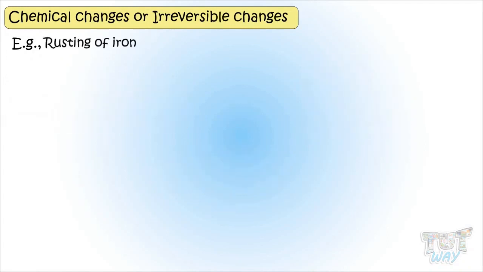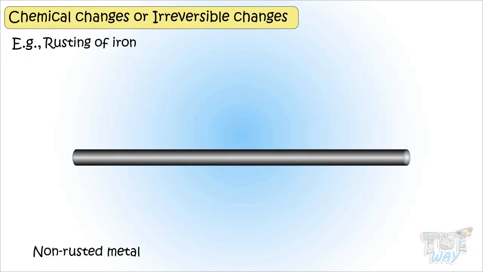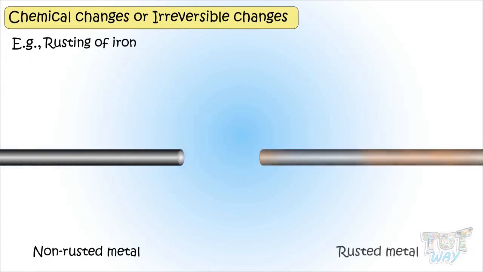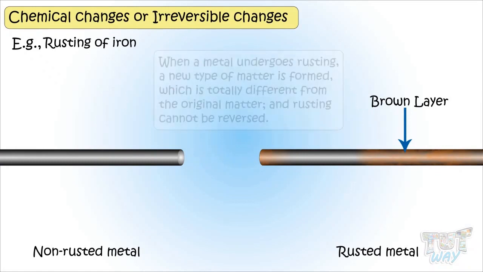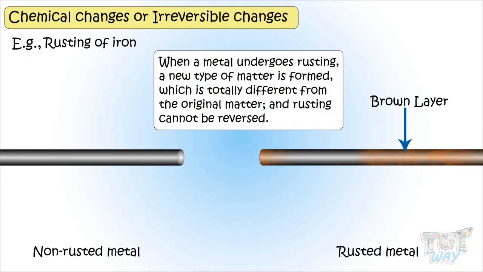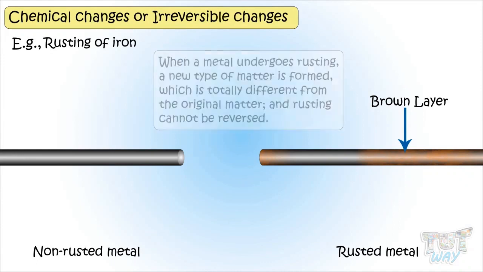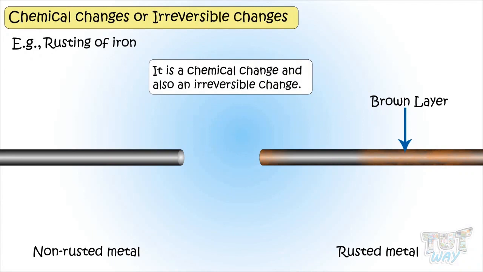Here is another example. Rusting of iron. Here we have a metal which is not rusted, and here we have a metal which is rusted. This brown rough layer you see on the metal is rust. And when a metal undergoes rusting, a new type of matter is formed, which is totally different from the original matter. And rusting cannot be reversed. So, rusting is a chemical change and also irreversible change.